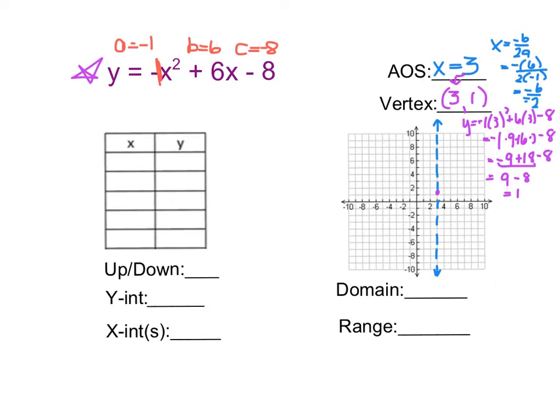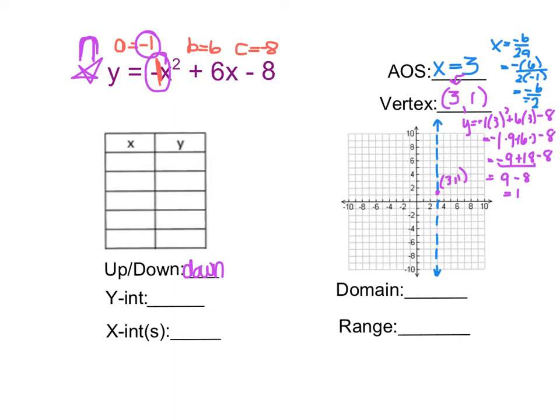Now from here, I can make a prediction about whether my graph is going to open up or down. If I look specifically at this a value, I notice that a is equal to -1. A being equal to -1 tells me my graph should, once I start finding additional points, open down. So I now know that my graph will be opening down, and I know that it will be centered over here at the point x is 3, y is 1.